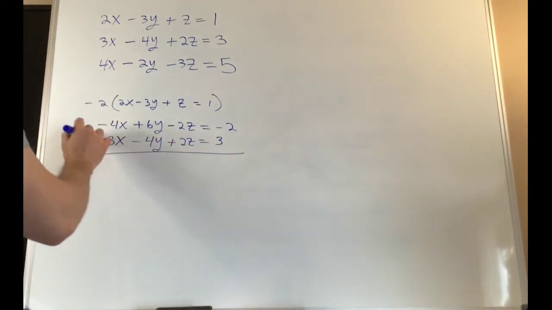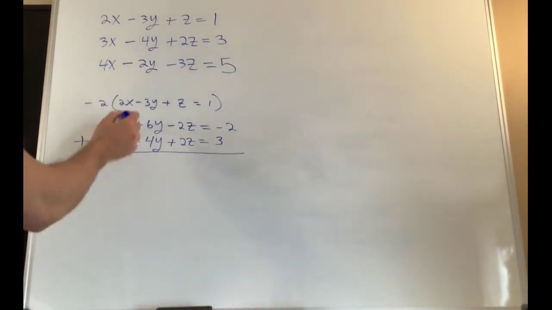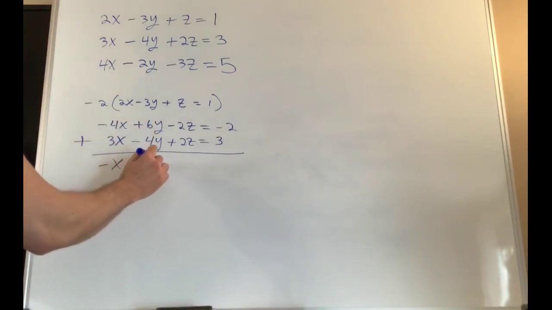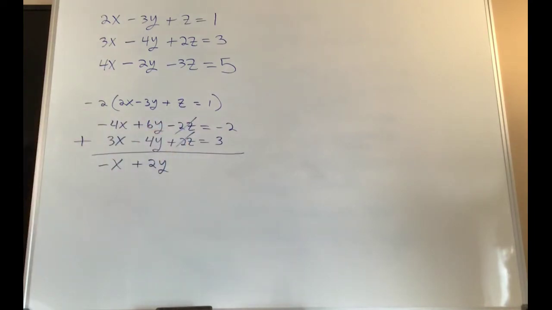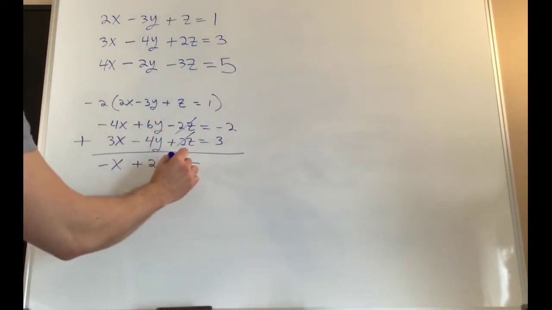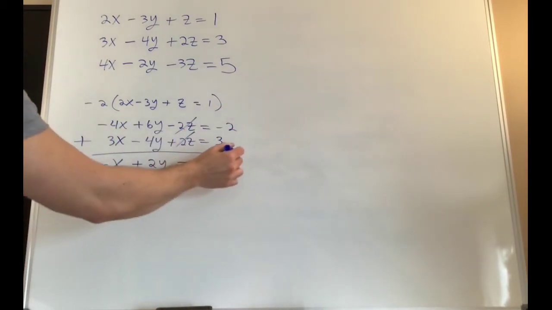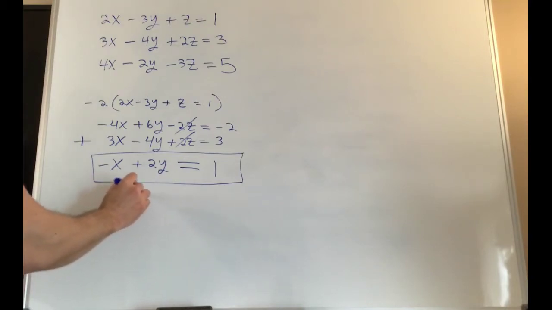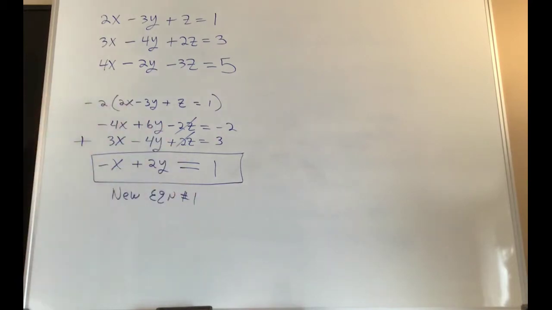And remember what I'm going to do. I'm going to add them together. You are doing elimination by addition, so you add. This gives me -X. 6 take away 4 is +2. The Z's cross out. Equal sign plus equal sign, bigger equal sign. 3 take away 2 is 1. What you just built was new equation number 1.